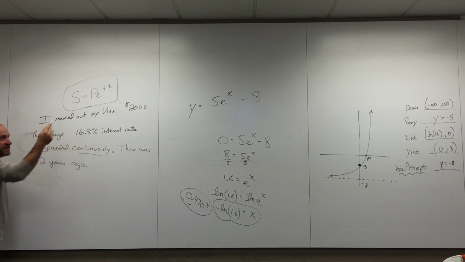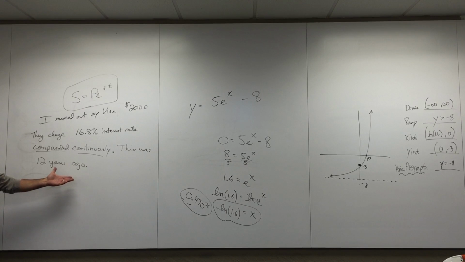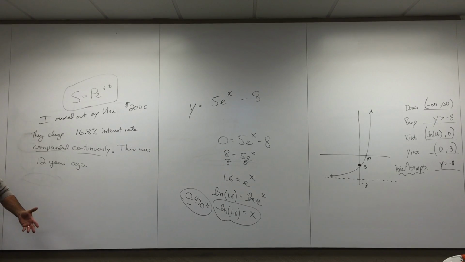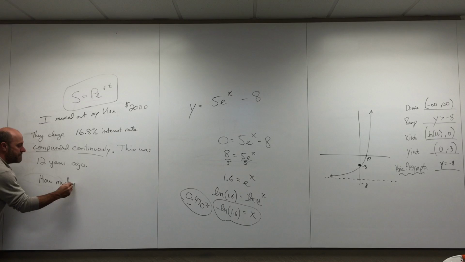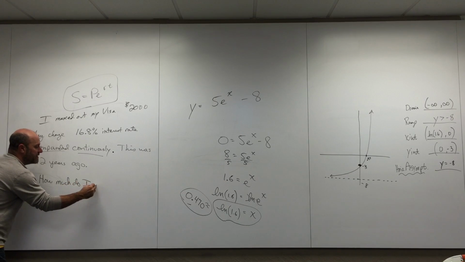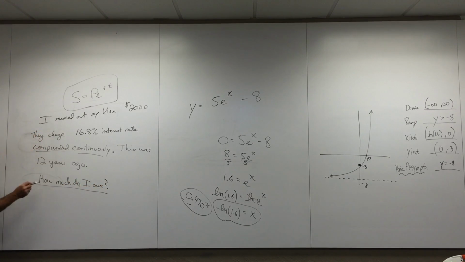So I maxed out my Visa card. I never made any payments. I changed my address. I tried to go lay low. This was all 12 years ago. So what's the question? How much do I owe? Right. How much do I owe Visa? How much do I owe? It's not going to be good, I don't think.